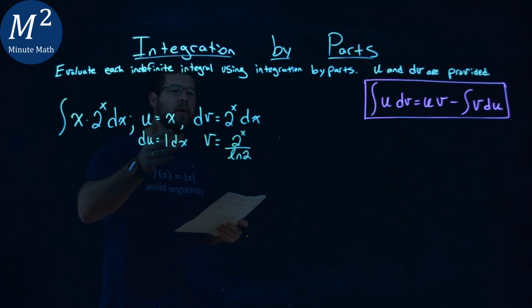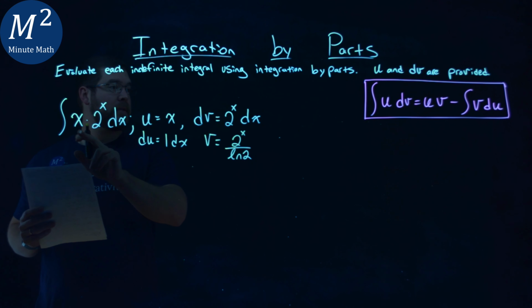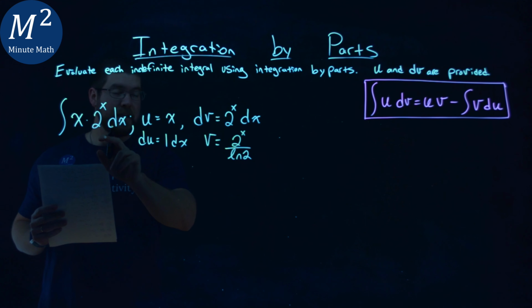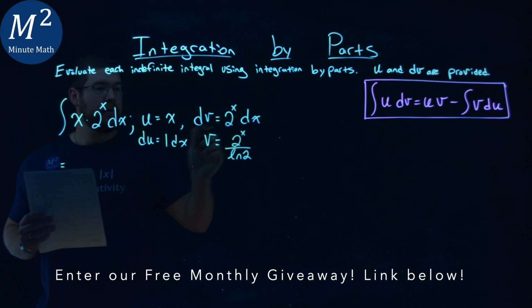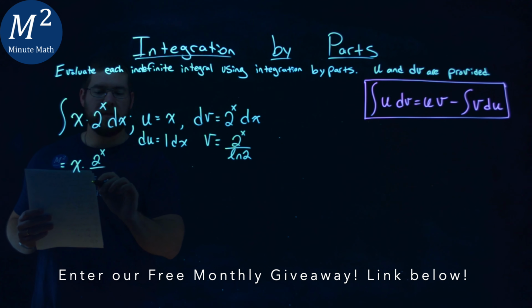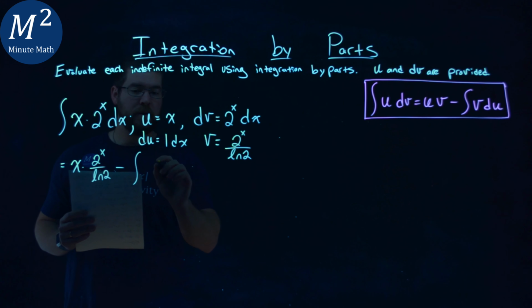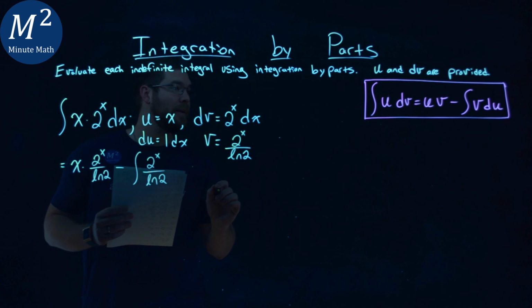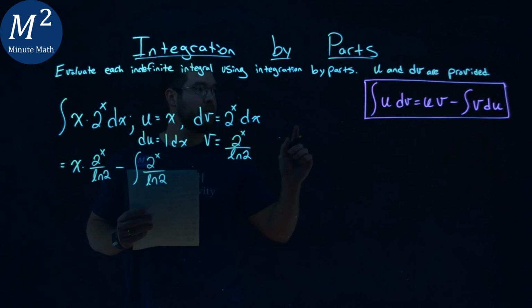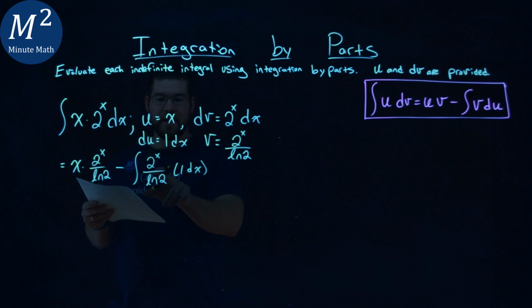So now we have all of our parts lined up. Let's go use our formula here. So our u value being x, and dv right here is 2 to the x dx. We say, okay, u is x times our v value, which is 2 to the x over the natural log of 2, minus the integral of our v value, which is 2 to the x over natural log of 2, du, which is a 1 dx. Okay? All right.